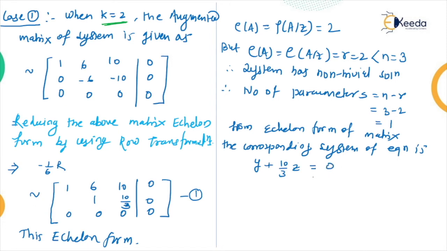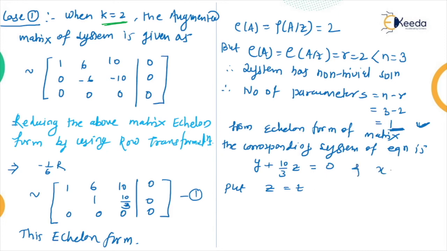We have to take one parameter here. So put z equal to, suppose I am writing here, t. We have to assign the value of an arbitrary constant. Clearly you know that x is 0. So we assign z equal to t, the constant t.